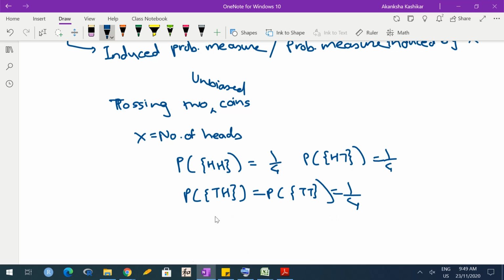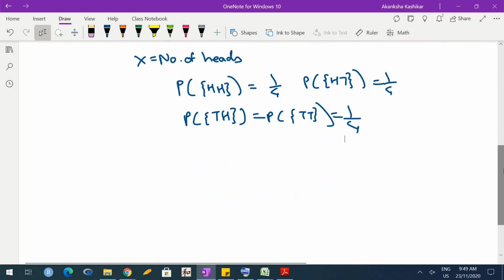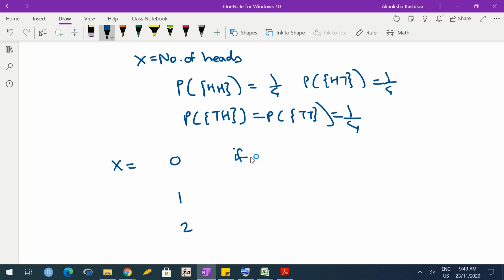And we want to compute, or state, what the induced probability measure P_X(S) is. Now let me first write down what the possible values of X are. So X can take values 0, 1, 2. X takes value 0 if omega is equal to TT, so there are no heads. X takes value 1 if omega belongs to either HT or TH. And X takes value 2 if omega is equal to HH.